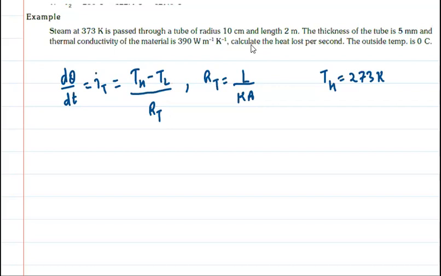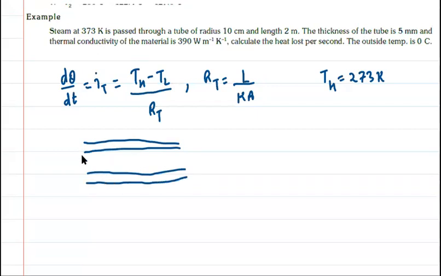When you talk about the area, will it be the area of the tube or the area of the conductor? We will have a tube like this. So when we talk about area, the area will be the area of the conductor, yes or no? Thickness is given as 5 mm, radius is 10 centimeter, so you can find the area of this conductor.